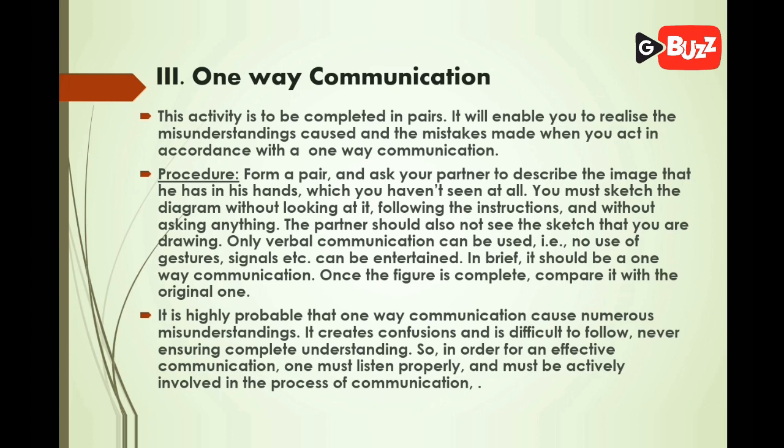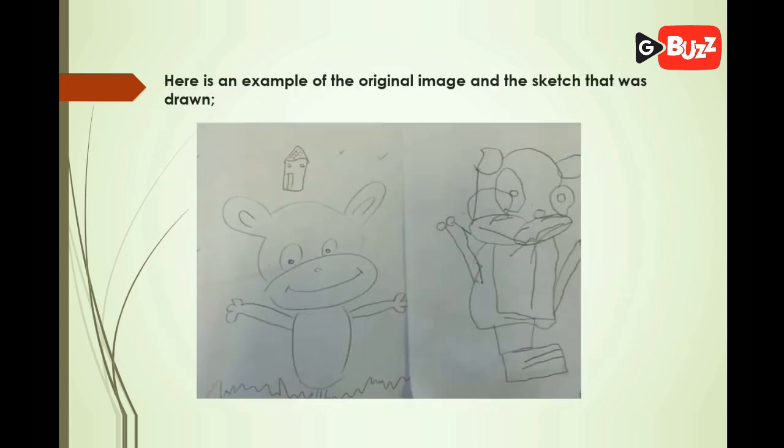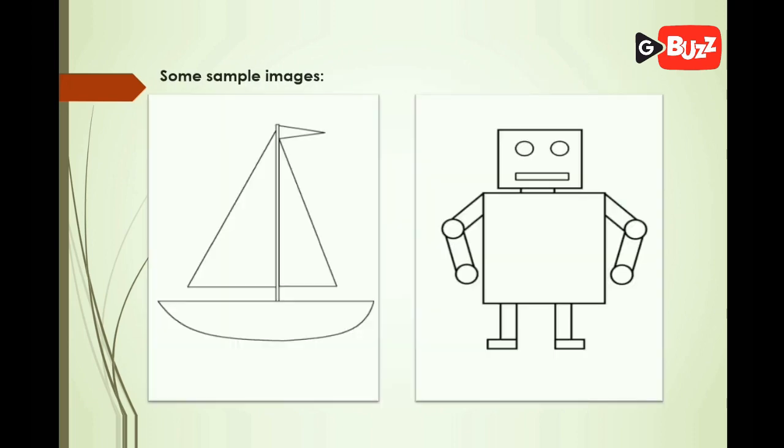Once the figure is completed, compare it with the original one. One-way communication is normally difficult to follow. It causes confusions and misunderstandings. The same happens with us when we jump into action without actively participating in the conversation, which is very important as a teacher. Here is an image of the before and after of a one-way communication activity. Some sample images for this activity are also included, and the download links are given below in the description box.